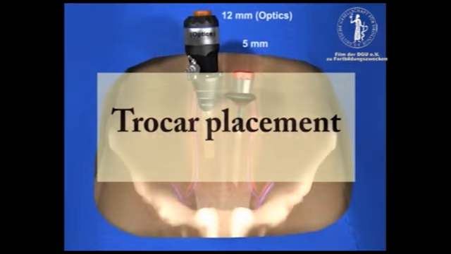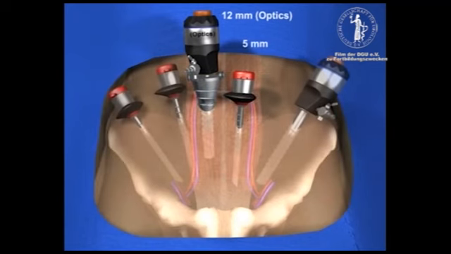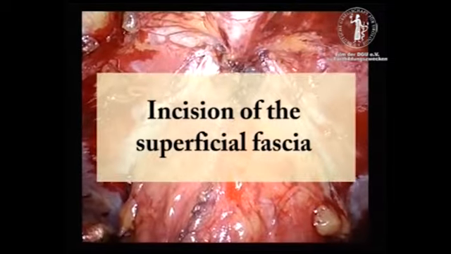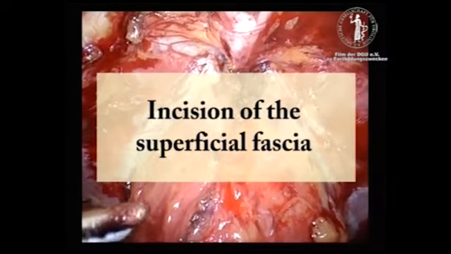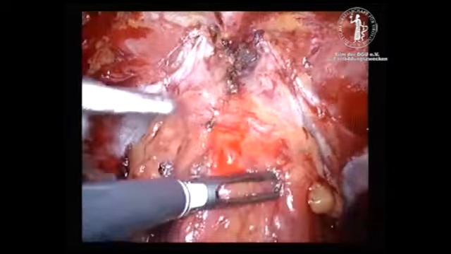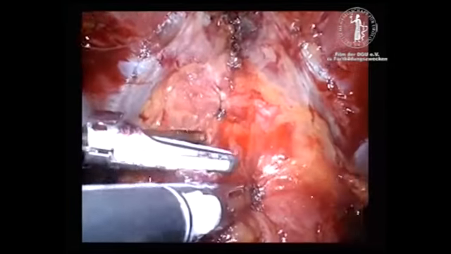After the introduction of the optical Hassan trocar, a further 4 trocars are inserted into the extraperitoneal space, as shown on the diagram. The prostatectomy starts with exposure of the anterior surface of the bladder neck, the prostate, and the endopelvic fascia.